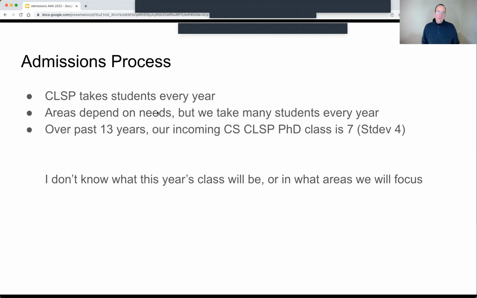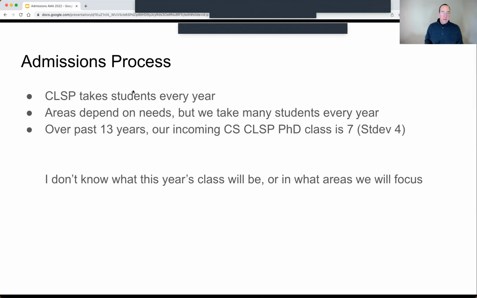I did check over the past 13 years, the number of incoming computer science CLSP PhD students is averaging to be 7 with a standard deviation of 4. I think in recent years, it's higher because we have more faculty now than we did 13 years ago. But this just gives you a sense. This is not the number of offers we make. We make more offers, obviously. This is the number of people on average in each class. That can be much higher. It can be a little bit lower.